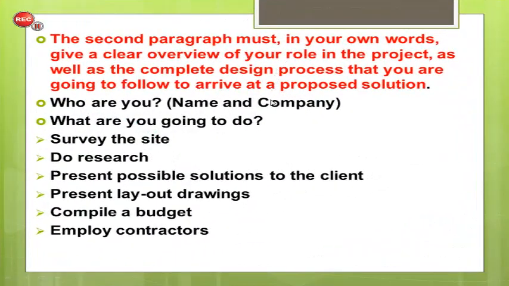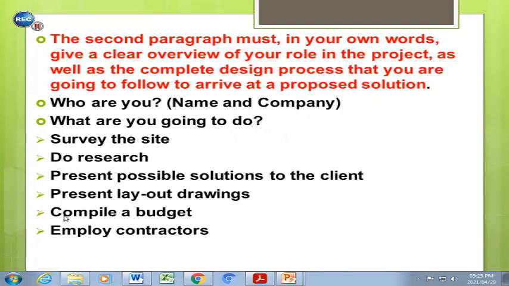So the second paragraph must be about the overview of your role in the project, as well as a complete design process which you are going to follow to arrive at the proposed solution. And that must all be in your own words. You will have to basically elaborate on the fact that who you are, and please, you can sell yourself in terms of the occupation which you currently hold as a civil engineer or an architect or an architectural technologist or whatever occupation you hold, and the company which you're going to make up, using it in this paragraph. So the company could be your surname, construction or builders or designers, whatever it might be. It's something that you really have to think about and make up.